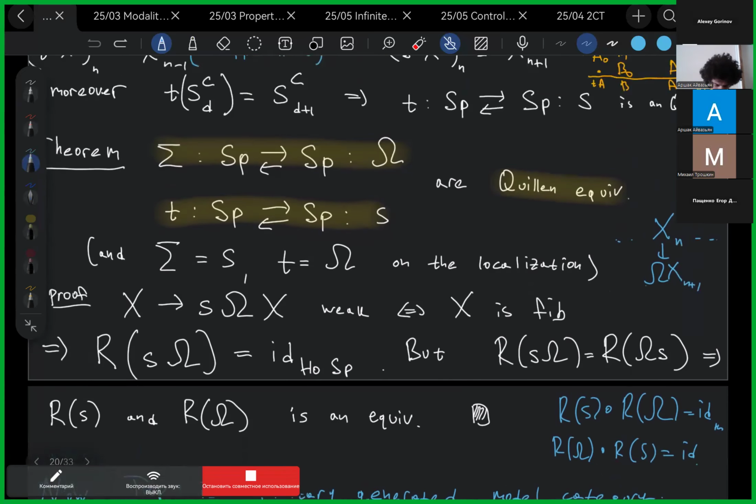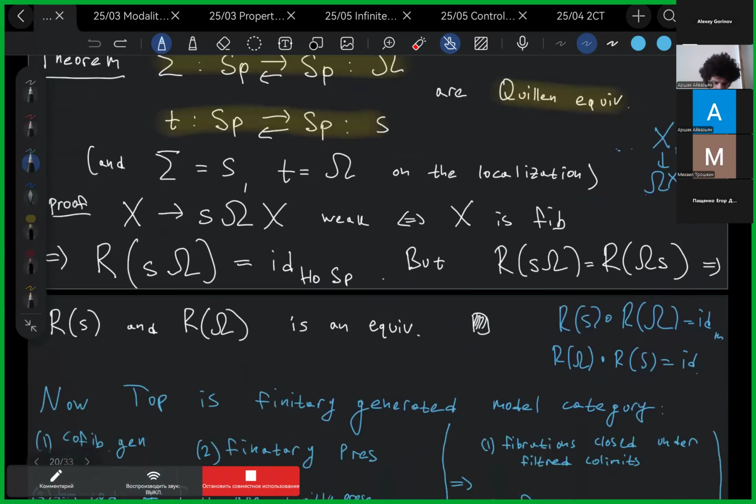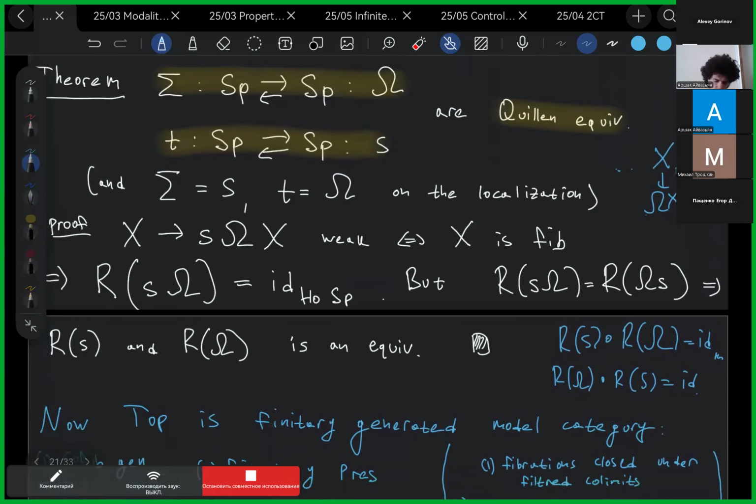Yes. And now, when we prove that these functors and these functors on the homotopy category give us an equivalence, so this should be this and this should be this too, because on the homotopy category these functors are adjoint and this is an equivalence, so this is also an equivalence. Yeah, we proved the theorem.